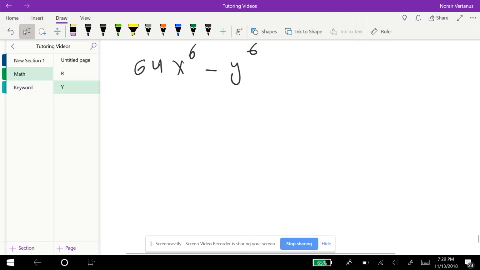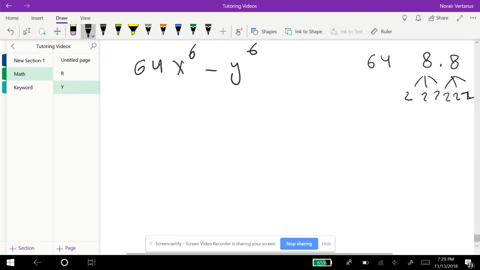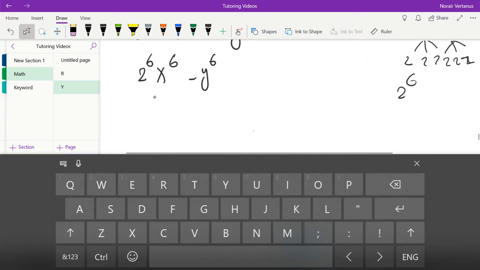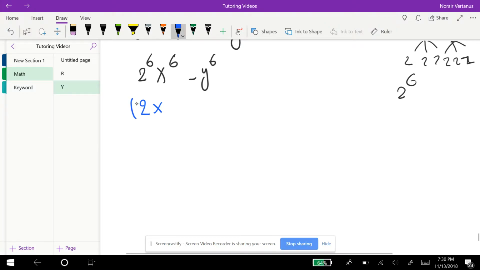First of all, 64 is what? 8 times 8, right? And 8 is 2 times 2 times 2. So 64 is 2 to the power of 6. So that's 2 to the power of 6, x to the power of 6, minus y to the power of 6. That's the same as 2x, all of that to the 6th power, minus y to the 6th power.